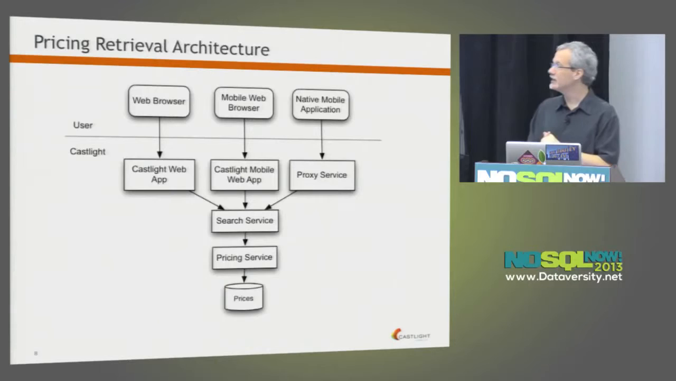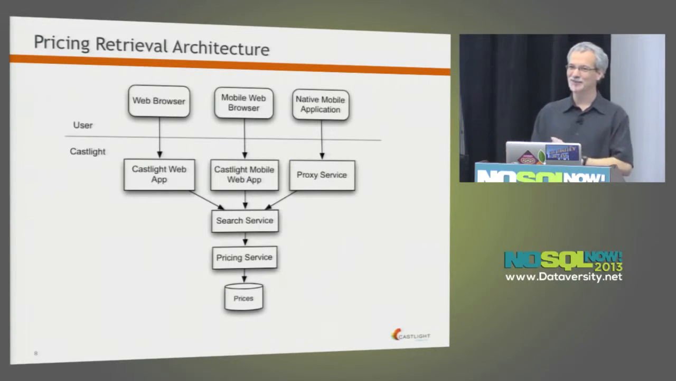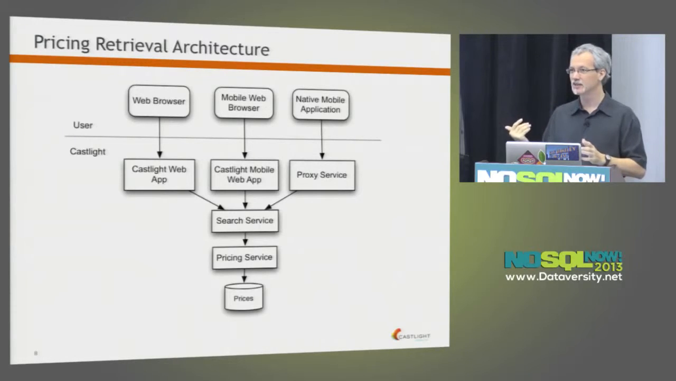Now, our system has lots more moving pieces in it, but just as far as the pricing retrieval aspect of it, this is what it looks like. Up at the top, the user is coming in through a web browser, or a mobile web browser, we have a mobile app, and then a mobile web app, and then these 3 native mobile apps. But however they come in, it all funnels down through.